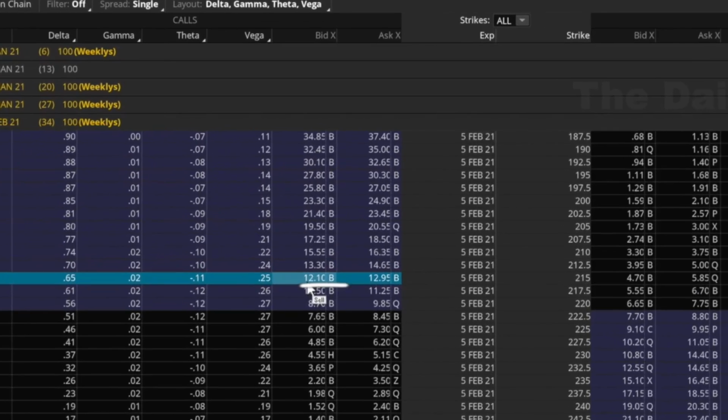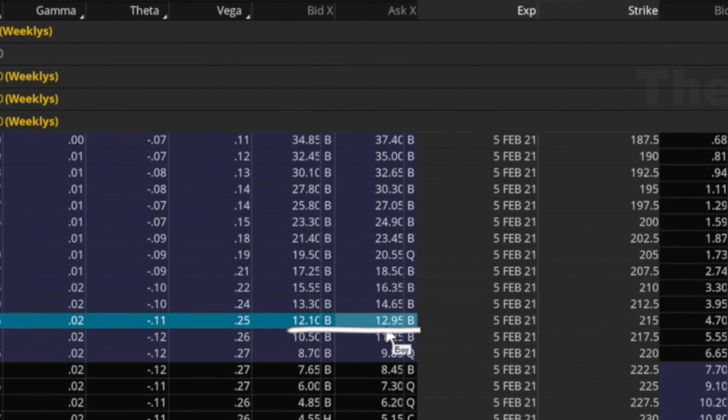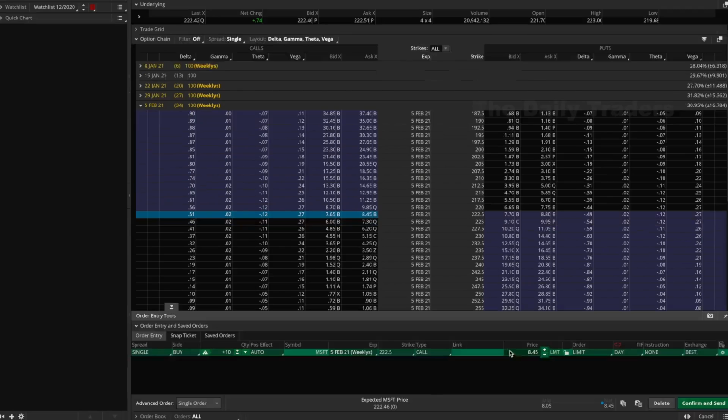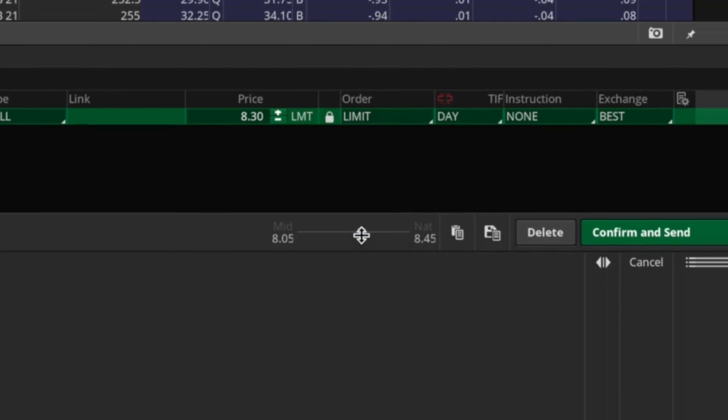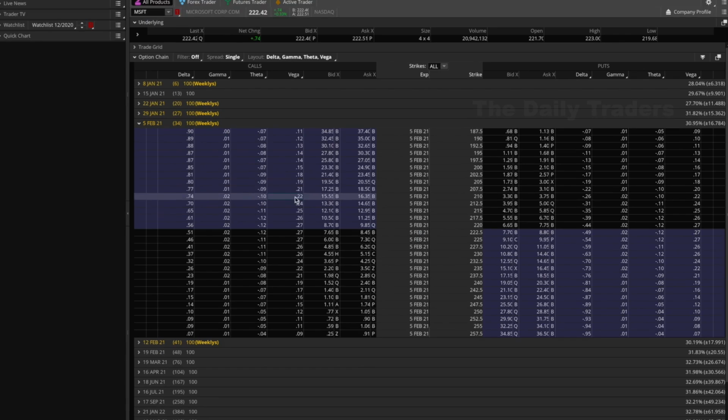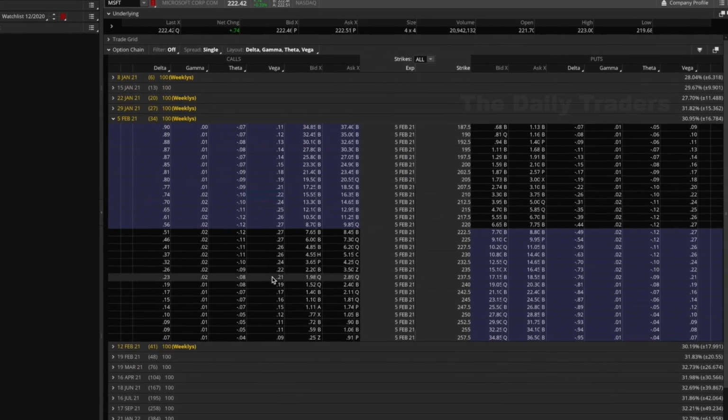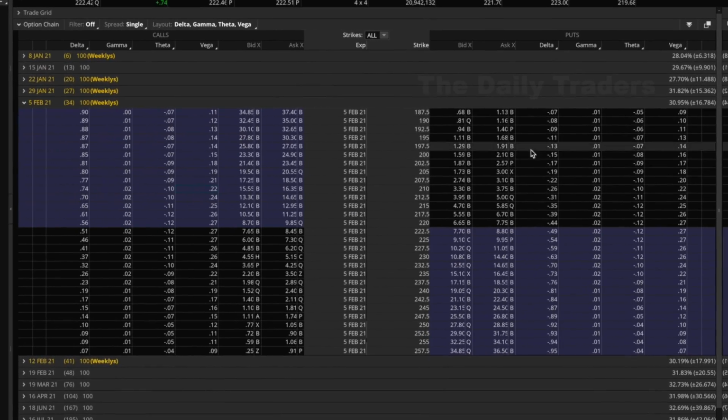So in between $12.10 and $12.95, that is the spread. Now, this is a pretty large spread. So when you're trying to get filled, you see the little slider right here. You want to choose somewhere in between that price. So maybe somewhere like 12.20. So it just depends. And again, these are in the money calls, out of the money calls, in the money puts, and out of the money puts.